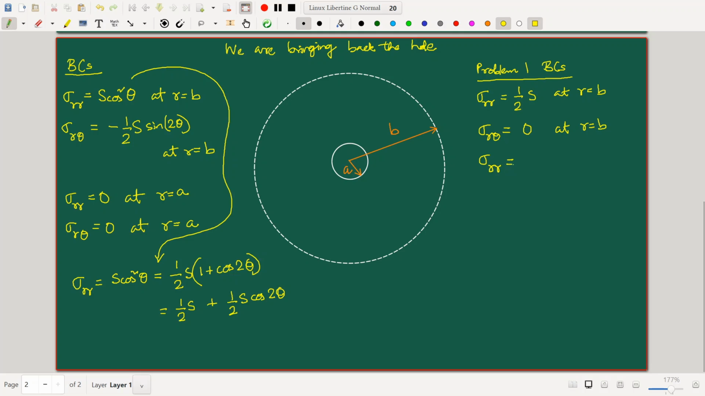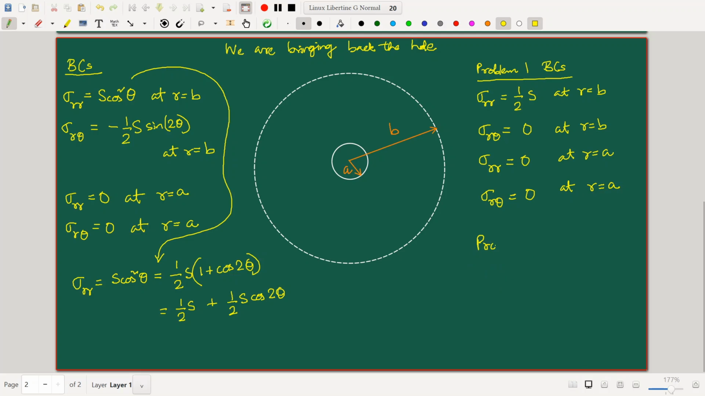Sigma rr is equal to 0 at r equal to a. So that remains unchanged from this problem. And again, sigma r theta is equal to 0 at r equal to a. So that is my problem 1 boundary condition.